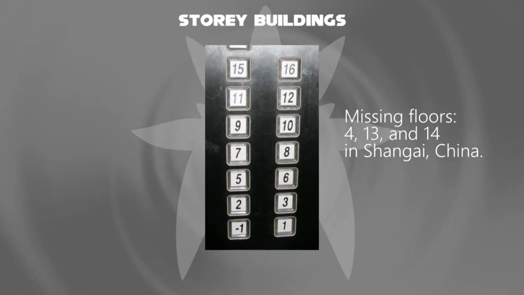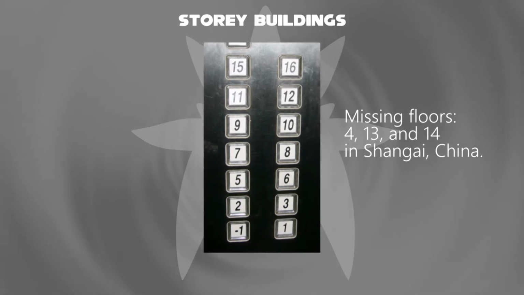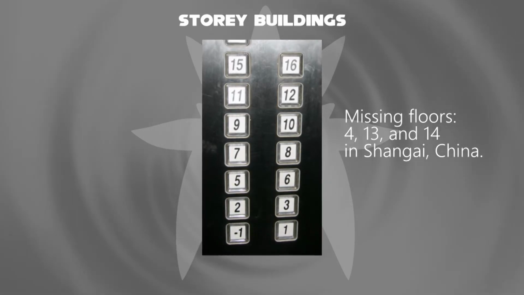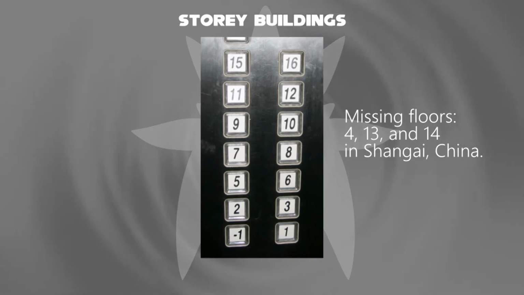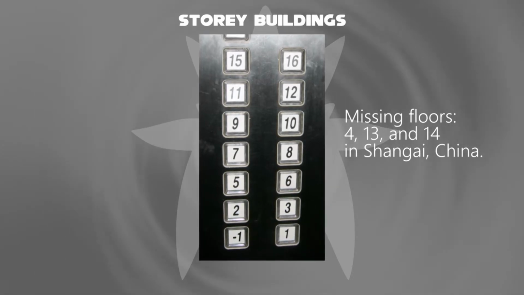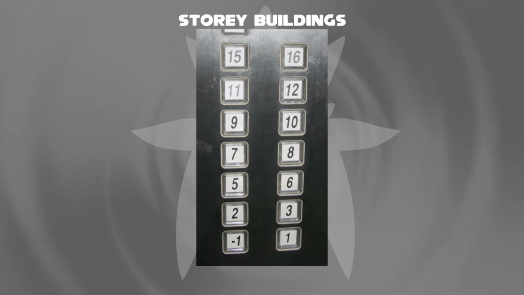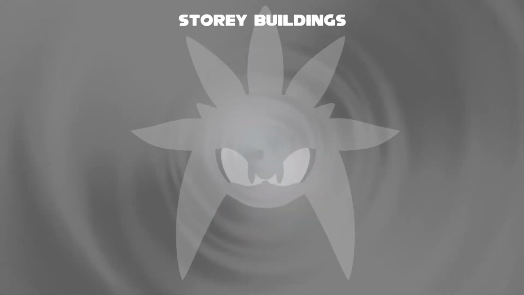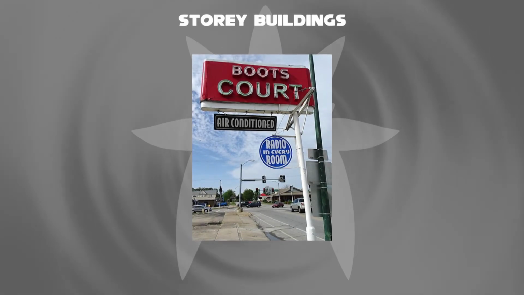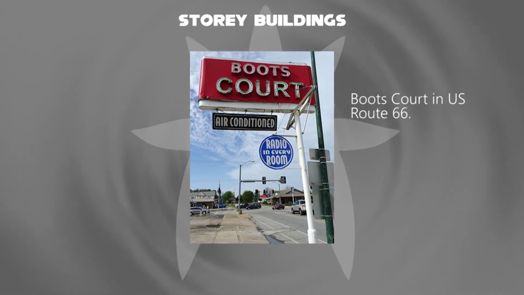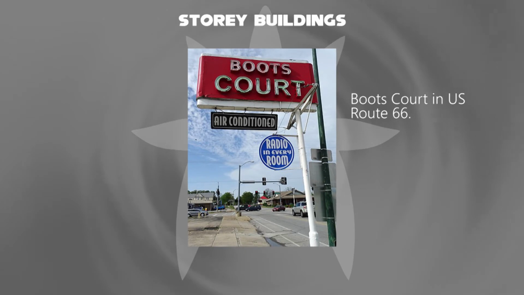Some missing floors can be seen in Shanghai, China. Floors 4, 13, and 14 are missing, because of the similarity between the pronunciation of the word for four and death in Chinese. Boots Court Motel on US Route 66 is one example. Its rooms are numbered from 1 to 14, except 13.